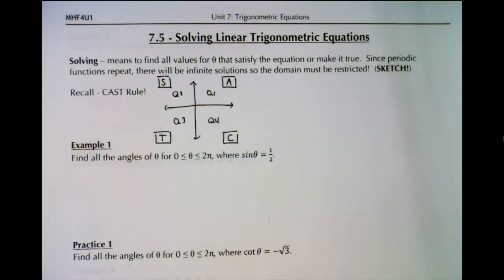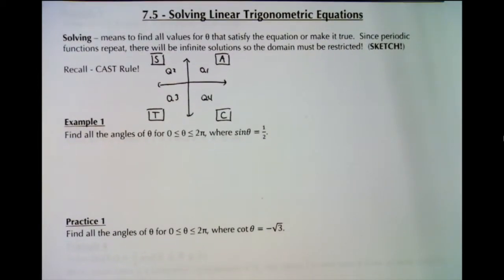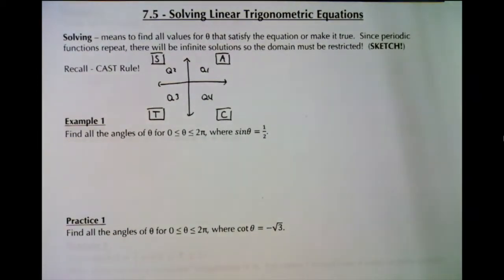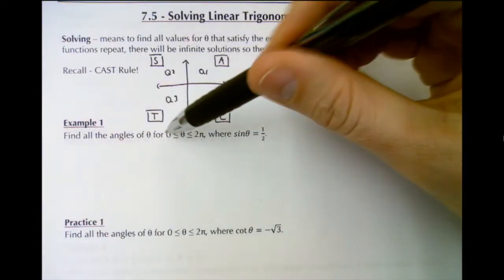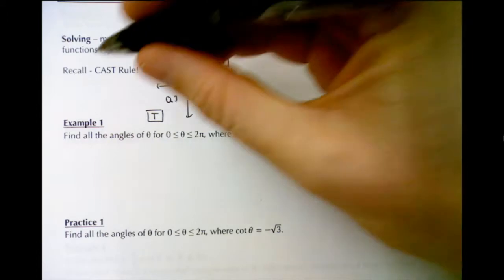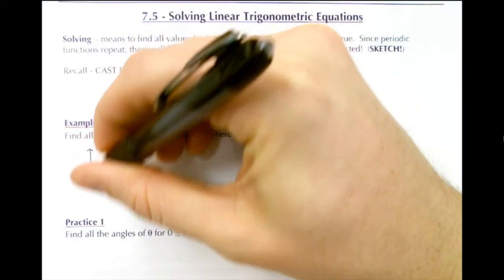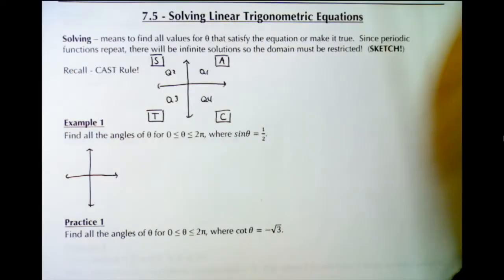So, how do we solve a trig equation? Well, let's look at our first example. In example 1, it says find all angles of theta for 0 to 2 pi, where sine theta equals 1/2. So 0 to 2 pi is your domain restriction, and all that means is that on the Cartesian plane, that's one counterclockwise rotation from 0 to 2 pi.